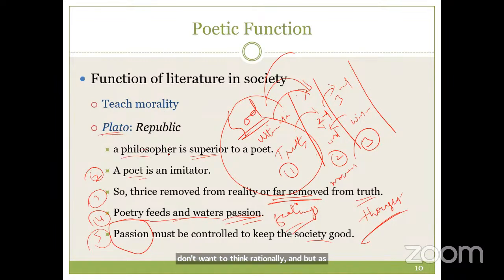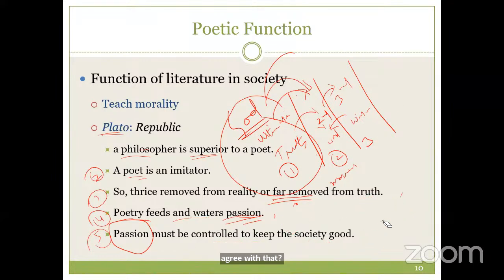Plato, as a philosopher or as a guide of humanity, says passion must be controlled. Otherwise, society will completely go crazy. Because society is made up of individuals. If individuals go crazy, if individuals lose the right track, what would happen? Collectively, society is gone. Do you agree with that? I hope you agree. Yes, sir.